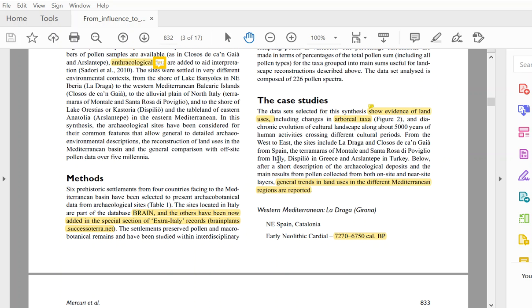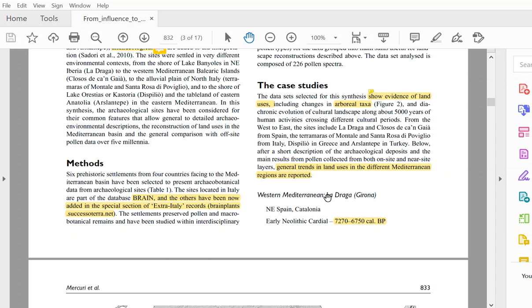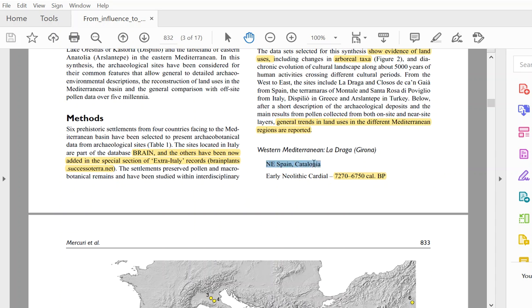So these case studies are really interesting. I want you to spend a bit of time looking at them. They're fairly short in terms of what they go over for each site. So this site, La Draga, it tells you where it is. It's in Spain. It tells you when, the early Neolithic. Now these are before present times.